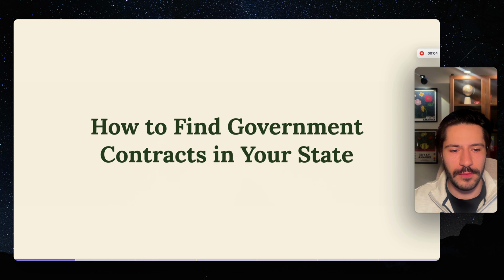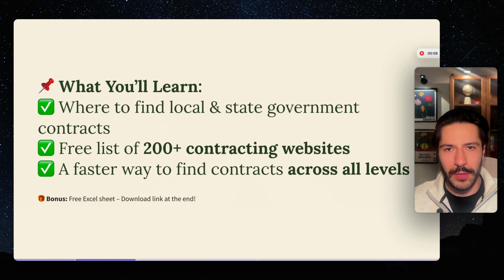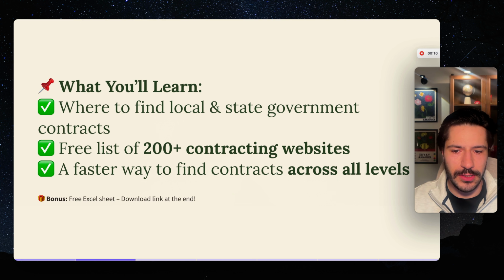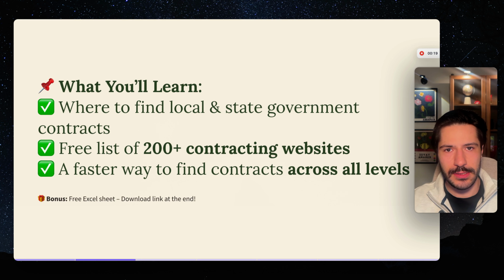Today's video, I'm going to show you how to find government contracts in your state. Let's get into it. What I promise you'll learn in this video is where to find these government contracts on a local and state level. I'm going to provide you with a free list of 200 government contracting websites that for sure will allow you to find government contracts for your niche in your state.